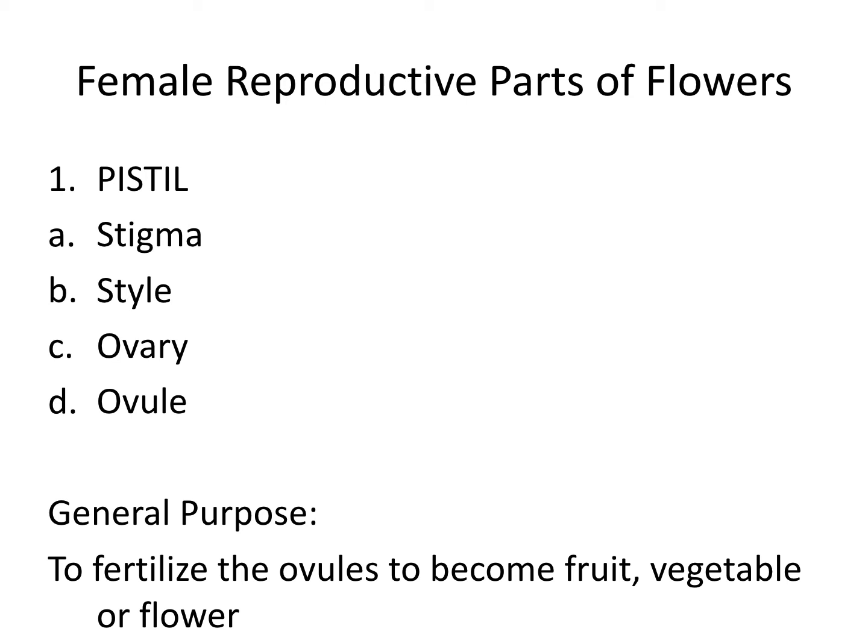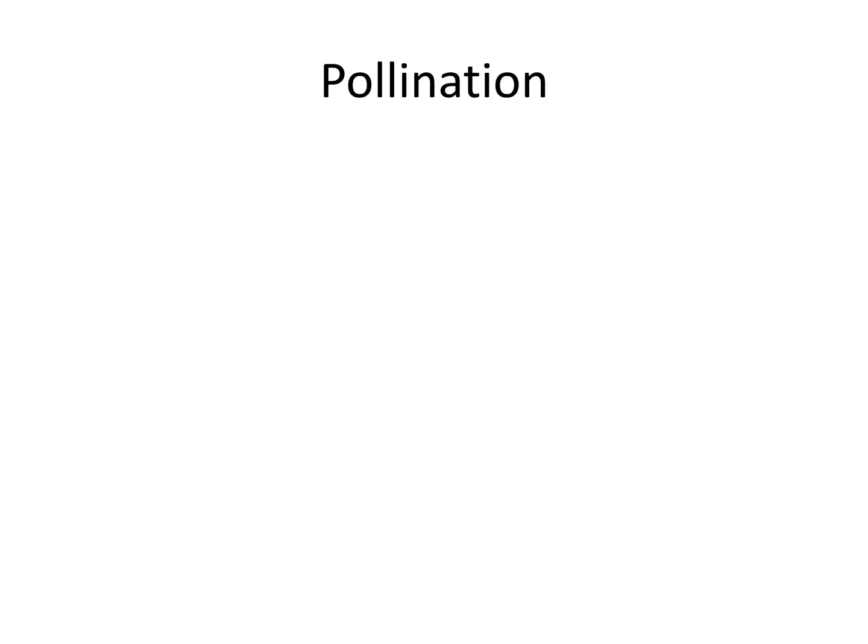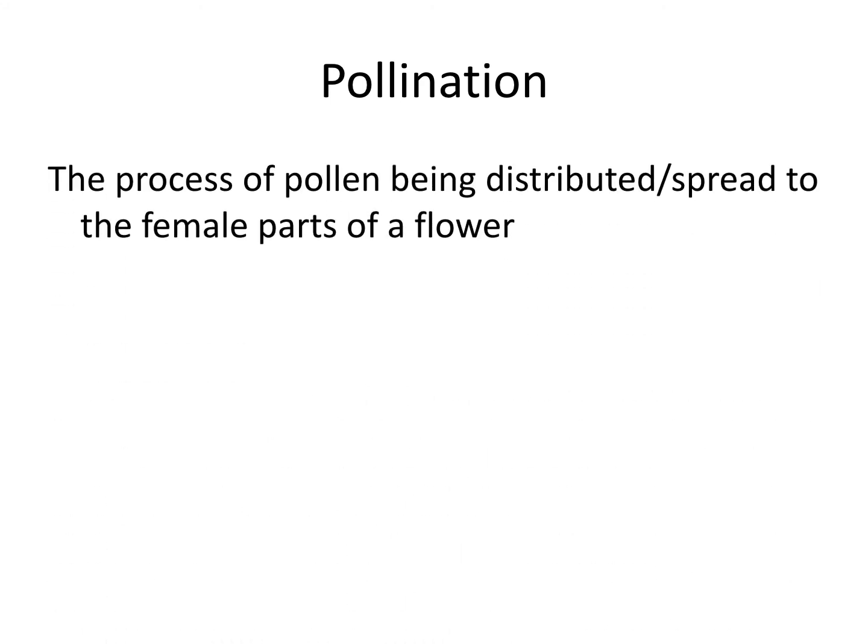So, moving on to the last two processes. Now, a process is something that happens in steps. The first one is called pollination. You should have learned about this a long time ago. It's a process of pollen being distributed or spread, that's what distributed meant, to the female parts of a flower. So that's pollination, meaning pollen being released from the male and brought to the female. When that is complete, it's called pollination.